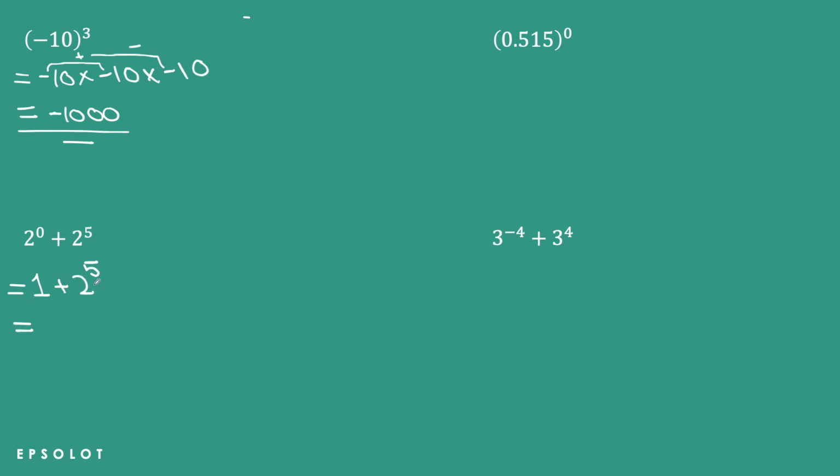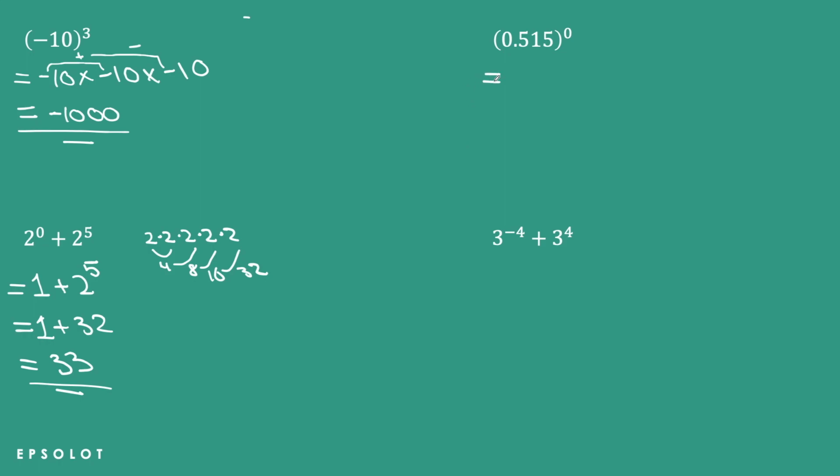Then 2 to the power of 5 is similar to the one above. That means 2 being multiplied by itself 5 times. Now don't do this in your head when you can just write things down. So 1, 2, 3, 4, and 5. 2 times 2 is 4. 4 times 2 is 8. 8 times 2 is 16. And 16 times 2 is 32. Then that means it will be 1 plus 32, and you get the answer, which is 33. Voila. So 2 to the power of 0 plus 2 to the power of 5 can be solved using this method right here.